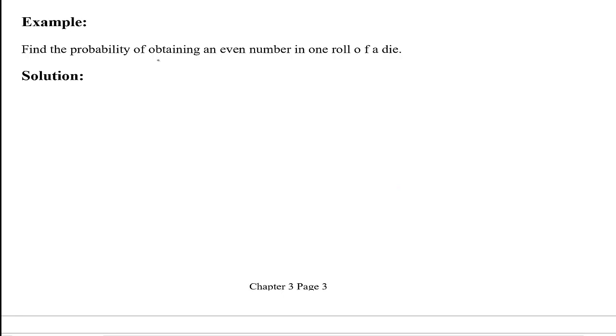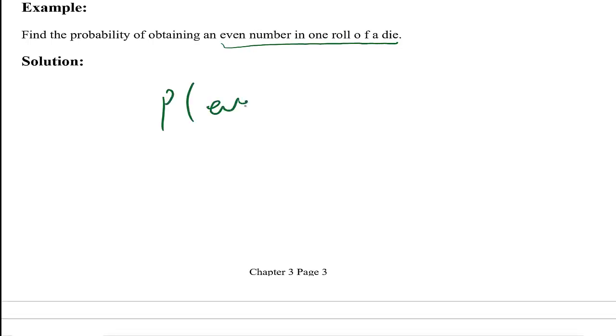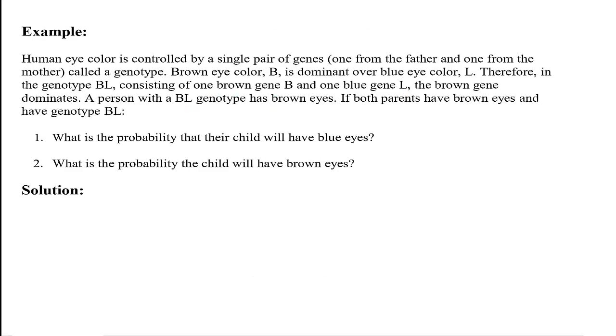Example, find the probability of obtaining an even number in one roll of a die. And we have answered this before. Probability of an even number equals half. For example, human eye color is controlled by a single pair of genes, one from the father and one from the mother, called the genotype. Brown eye color, B, is dominant over blue eye color, L. Therefore, in the genotype BL, consisting of one brown gene B and one blue gene L, the brown gene dominates.